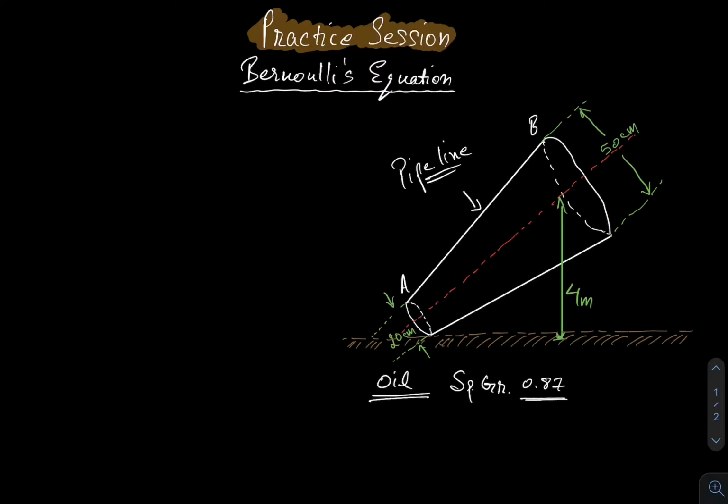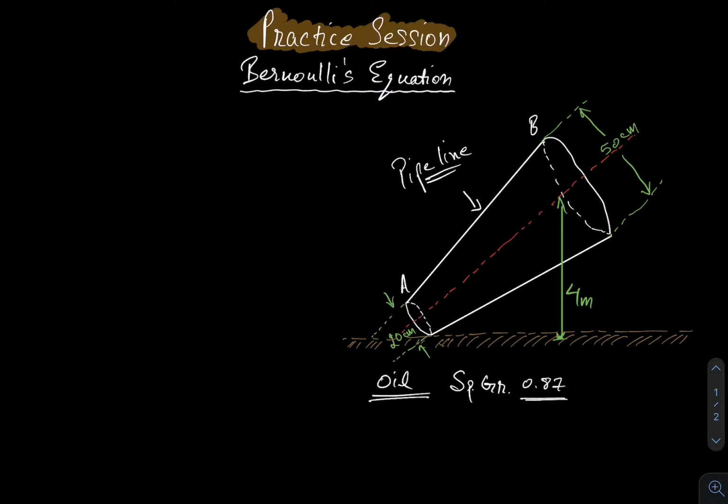All that I am saying now is given in the question, that there is a pipeline in which oil is flowing and the specific gravity of the oil is 0.87. The diameters of both the ends are given. On one end the diameter is 20 centimeters, on the other end the diameter is 50 centimeters. Okay, and the altitude is 4 meters. What is altitude? If we consider point A as a reference, point B is at a height of 4 meters with respect to A. Okay, it all depends on the reference.